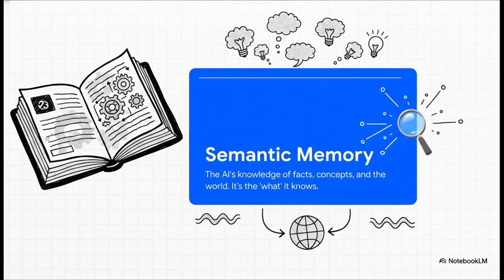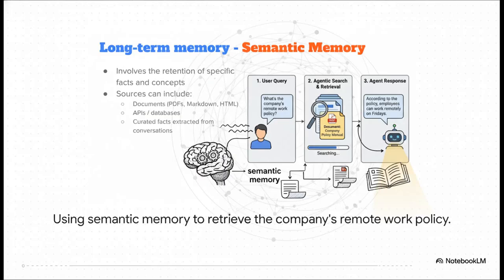So first up is what we call semantic memory. This is basically the AI's book smarts. It's the database of facts, concepts, and general knowledge about the world. It's all about what the AI knows. So for example, let's say a user asks about the company's remote work policy. The agent doesn't just guess. It goes into its semantic memory, in this case, that's the company policy manual, to pull out the exact information it needs to give a factual, correct answer.